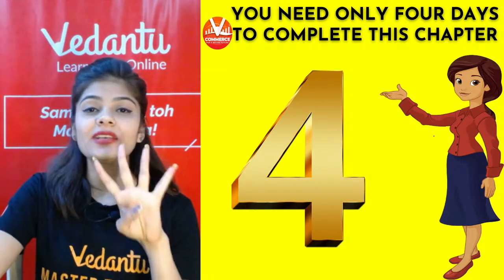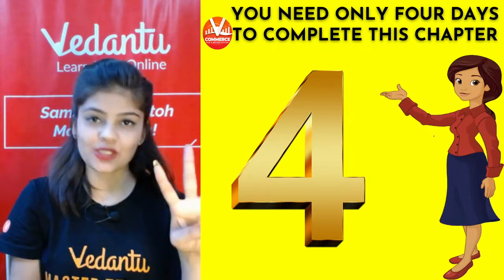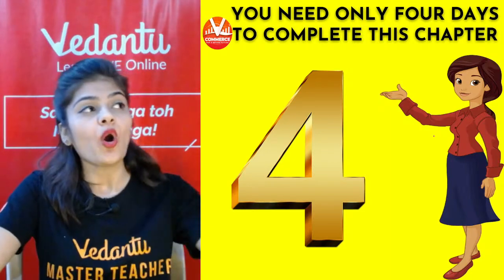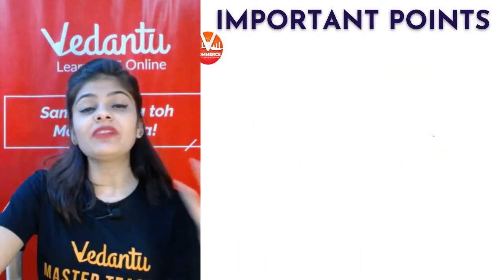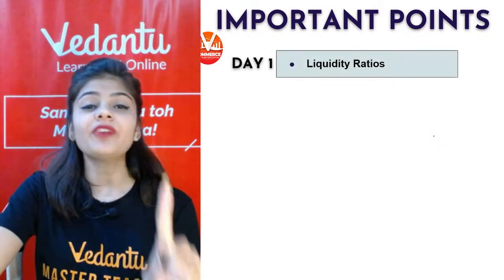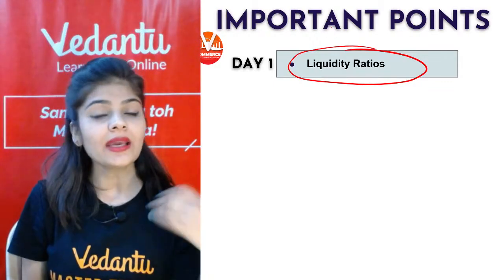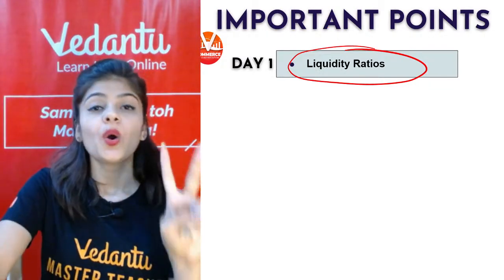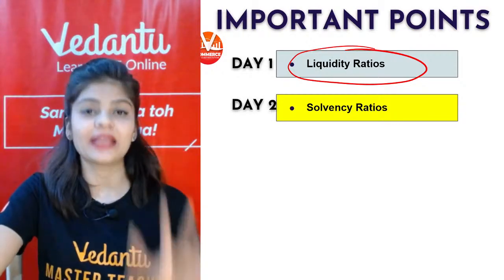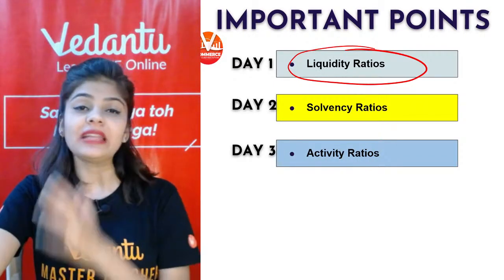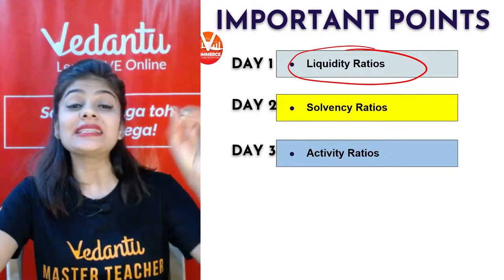We need 4 days to complete this entire chapter because there are 4 different types of ratio. On each day, we will complete one type of ratio. So, what we will cover in these 4 days? On first day, you will do liquidity ratio. पहले दिन हम liquidity ratio खत्म कर देंगे. Current ratio, quick ratio, both the ratio. On second day, you will do solvency ratio. All the 4 types you will cover on second day. Third day, you will do activity ratio or turnover ratio. All the 4 types of activity ratio you will cover on the same day.